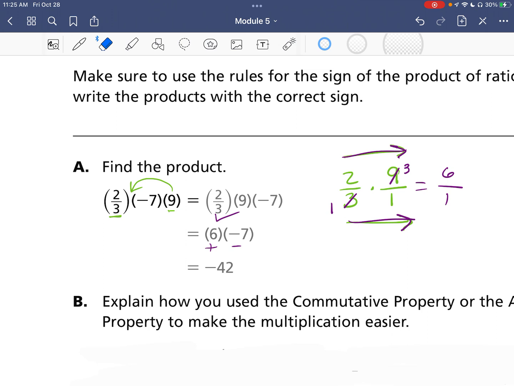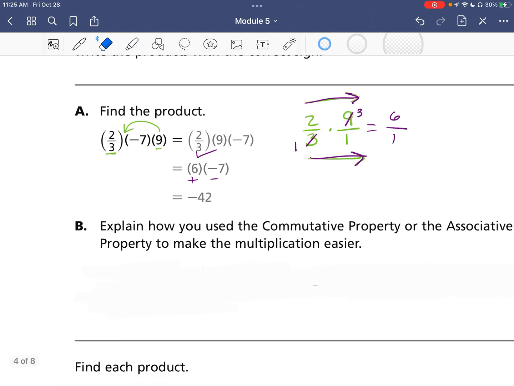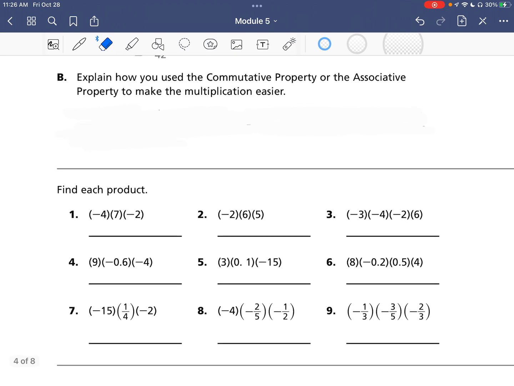-42. So just remember, as these numbers get more complicated, so we're going to move away from the whole numbers, we're going to get some fractions and decimals, those same rules apply from the previous lesson. So have those available for you to help refer to what the sign will be at the end of the expression.